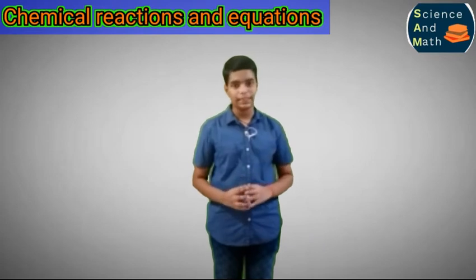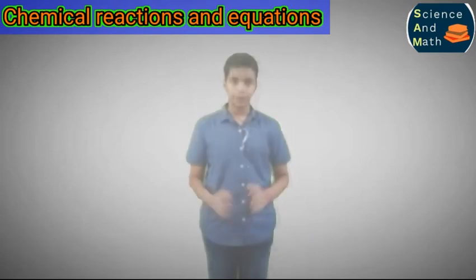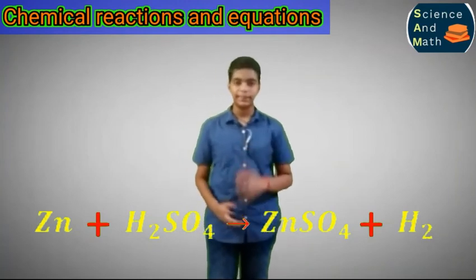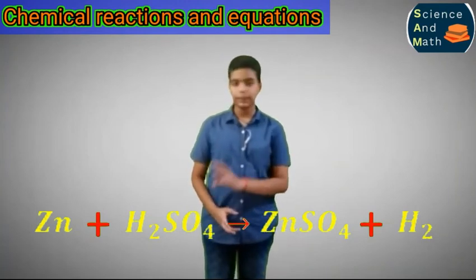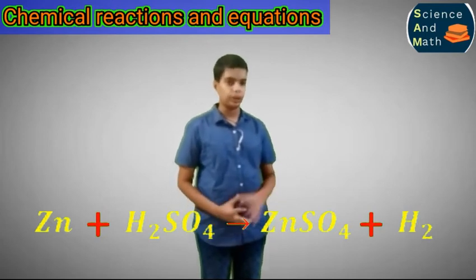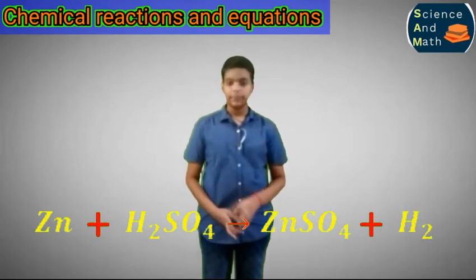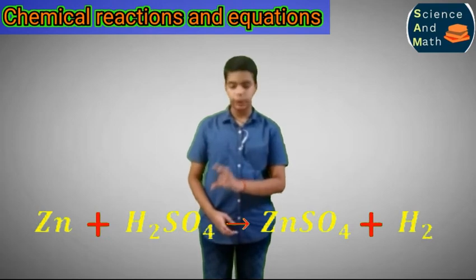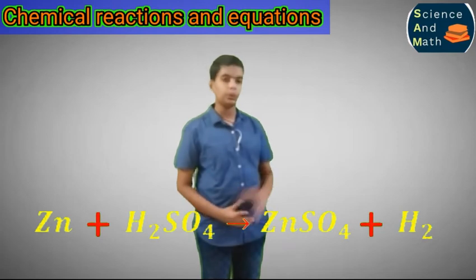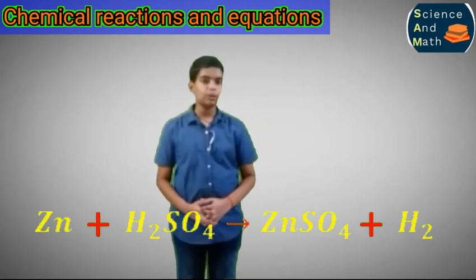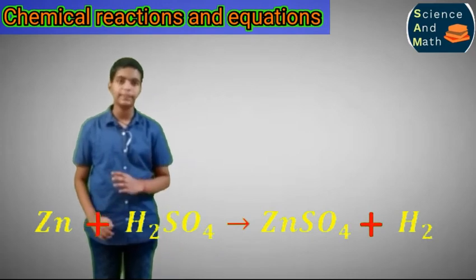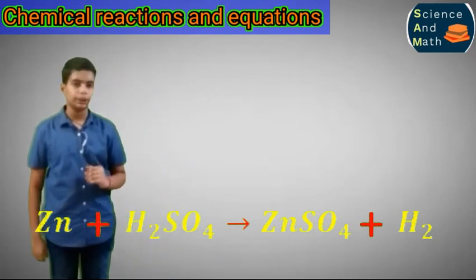First, let us take an example of a balanced equation. So here's the chemical equation. What is it? Yes, it is zinc plus sulfuric acid gives rise to zinc sulfate plus hydrogen. That is Zn plus H2SO4 gives rise to ZnSO4 plus H2. Friends, let us now make a table to determine whether this equation is a balanced equation or an unbalanced equation.